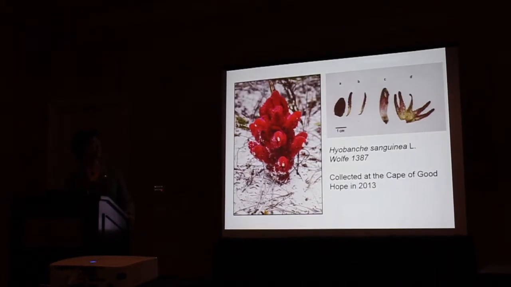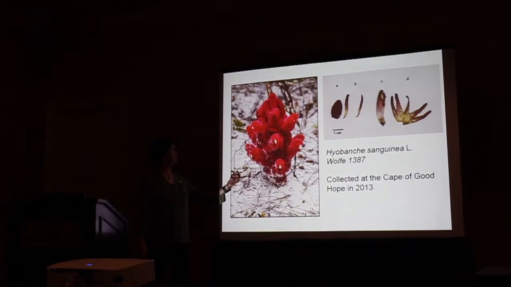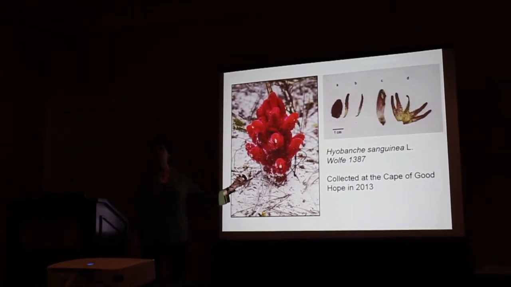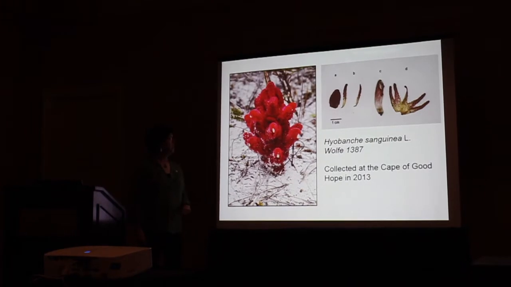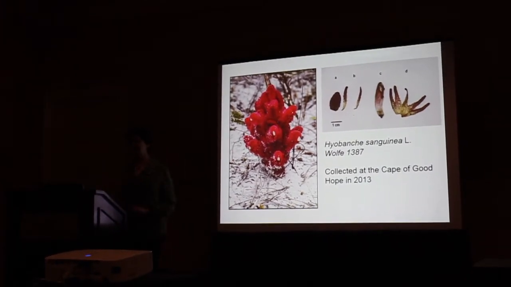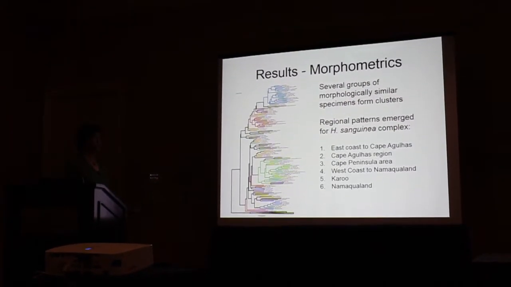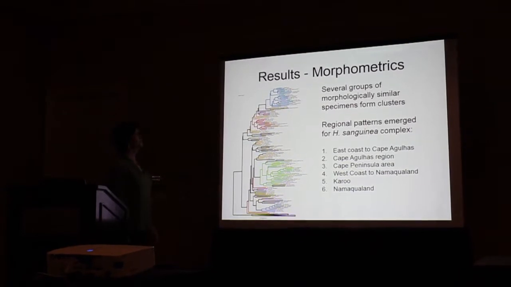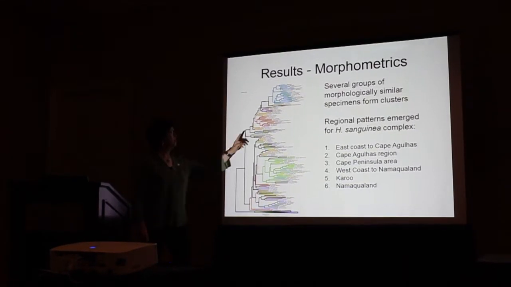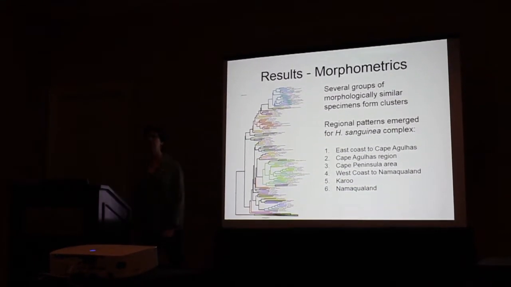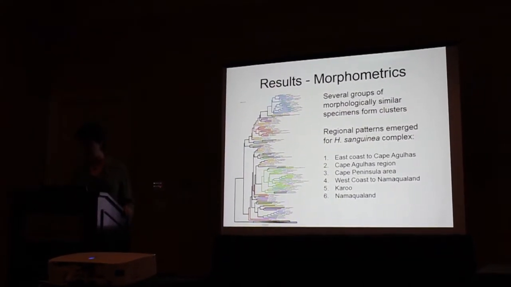Okay, so here is a more current collection from the Cape of Good Hope, on the Cape Peninsula, of Hyobanche sanguinea. This was actually at Cape Point, not too far from the actual tip. So this is what I consider the ideal, and that's the dissected specimen. So I did this morphometrics, and it turns out that there are several groups of morphologically similar specimens that form clusters. The color coding is significant to me, I won't describe it, but there are regional patterns that emerge from that Hyobanche sanguinea complex. That's somewhat reassuring that maybe there are some real signals here in terms of the morphology.